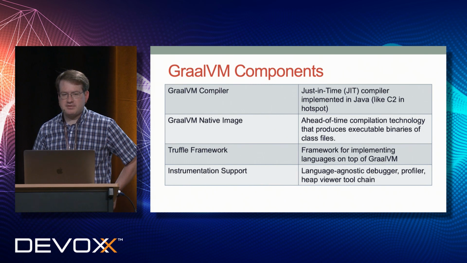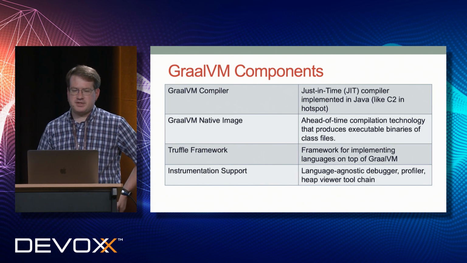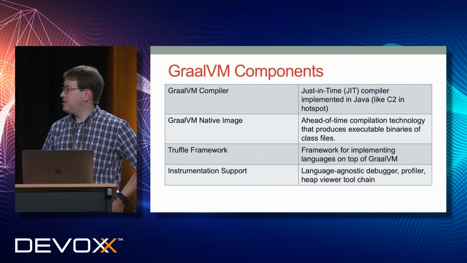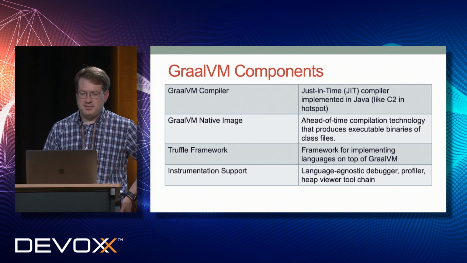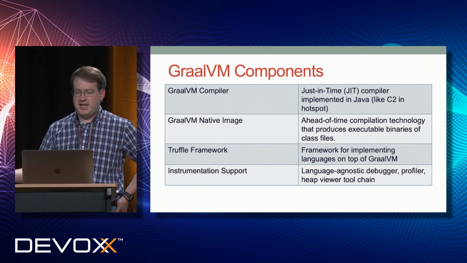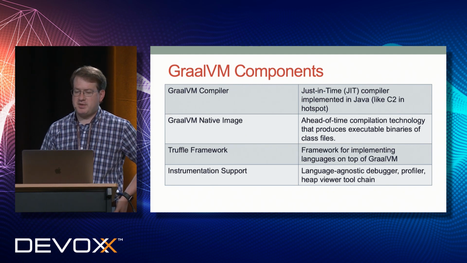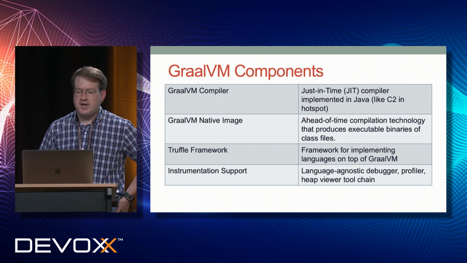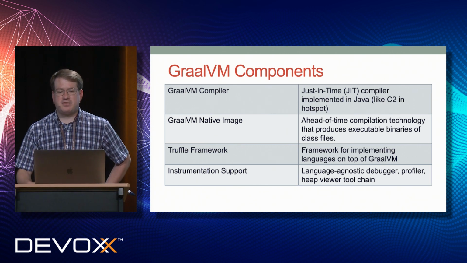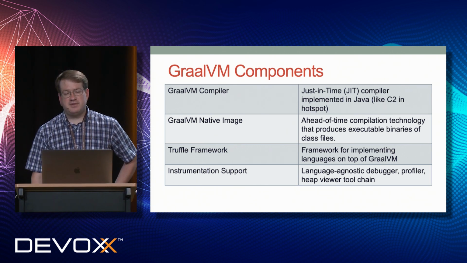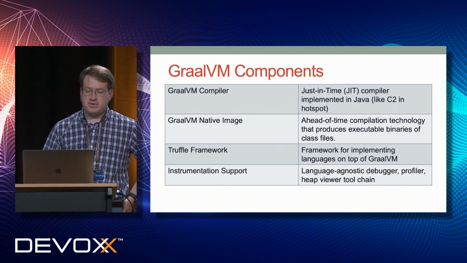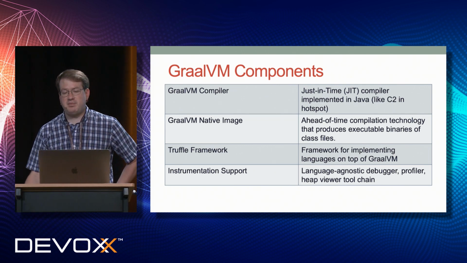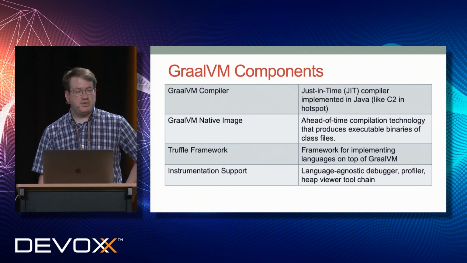So the components of the GraalVM: you have the GraalVM compiler, which is a just-in-time compiler implemented in Java. It's like C2 in HotSpot. You have the Graal native image component, which is an ahead-of-time compilation technology that produces executable binaries. The Truffle framework, which is a framework for implementing languages on top of GraalVM. And then finally, instrumentation support. So there's actually a language-agnostic debugger, profiler, and heap viewer tool chain that's available with it.